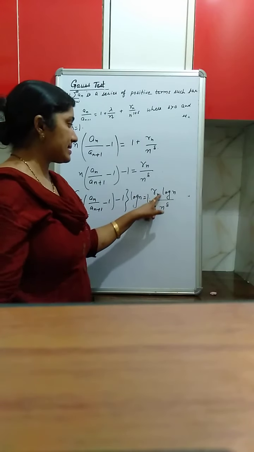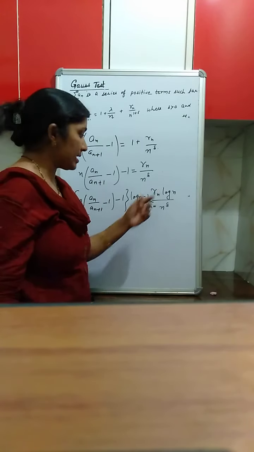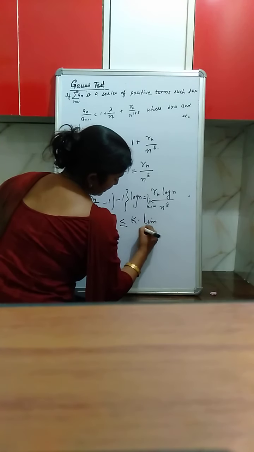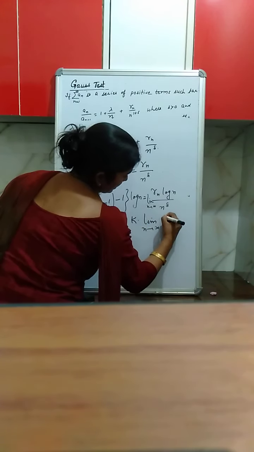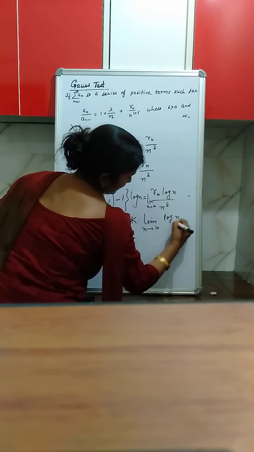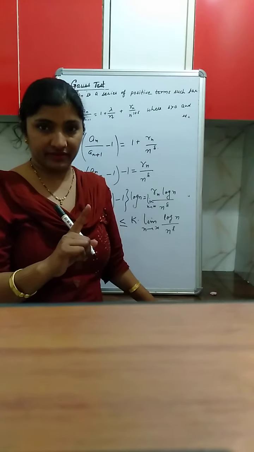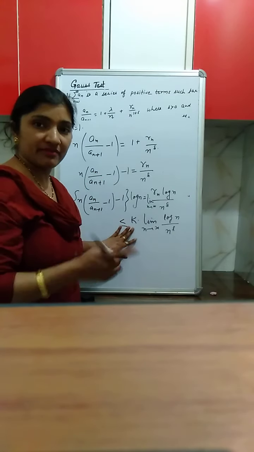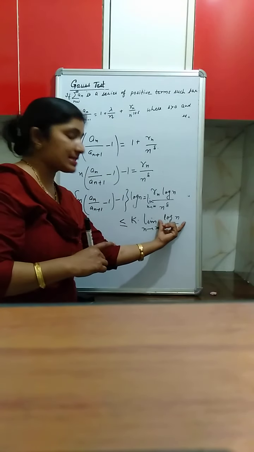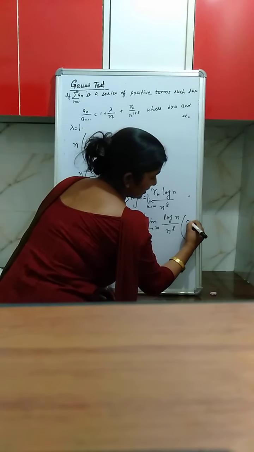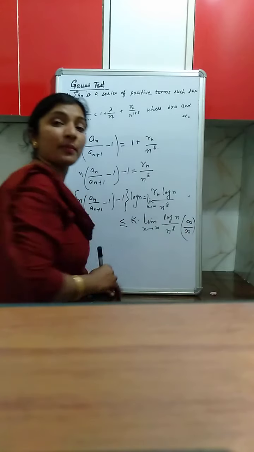As this is bounded, this is less than or equal to k times the limit as n approaches infinity of log n upon n raised to the power delta, and we know that delta is positive. This k is a fixed number we have taken earlier, and the limit as n approaches infinity of log n upon n raised to the power delta is in infinity by infinity form.